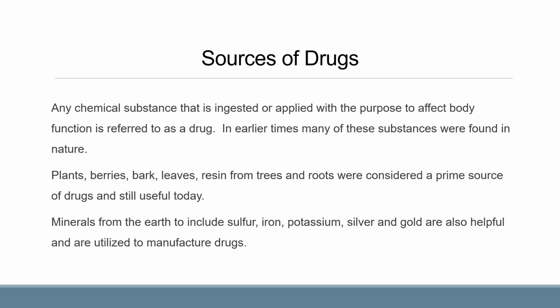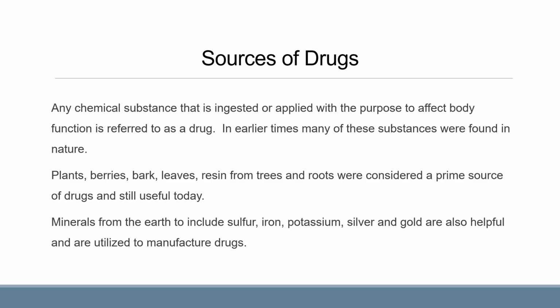So sources of drugs. Any chemical substance that is ingested or applied with the purpose to affect the body is referred to as a drug. So in earlier times, many of these substances were found in nature. So plants, berries, bark, leaves, resin from trees and roots were considered a prime source of drugs, and they're still very useful today. A lot of these are just now lab created.